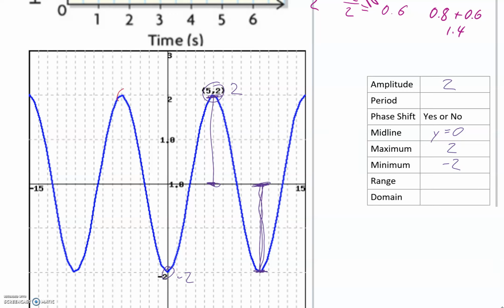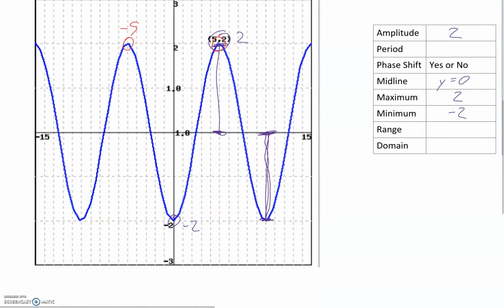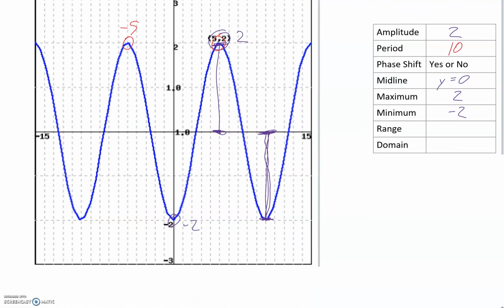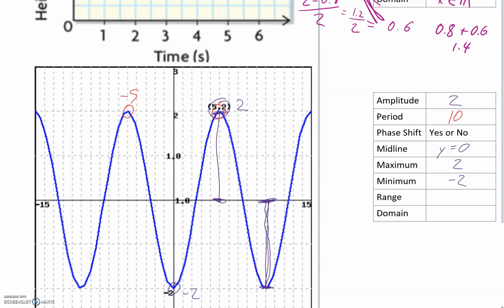Our period is from peak to peak. So we're at -5 here, +5 there. So we have a period of 10. Again, for phase shift, the standard starts at 0 and goes up and down, up and down. This does not start at 0, so yes, there's a phase shift. There's a range of -2 is less than or equal to y, which is less than or equal to 2. And the domain is x is in the real numbers.